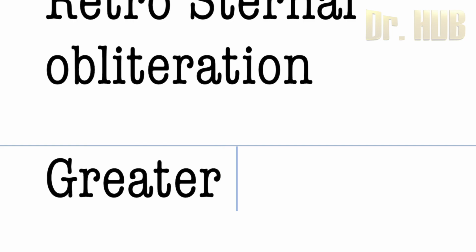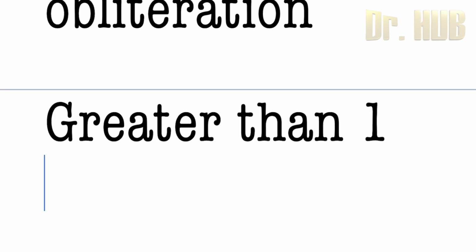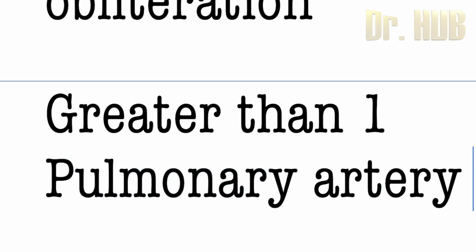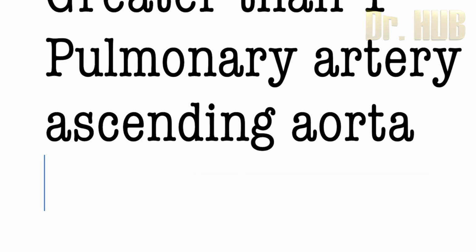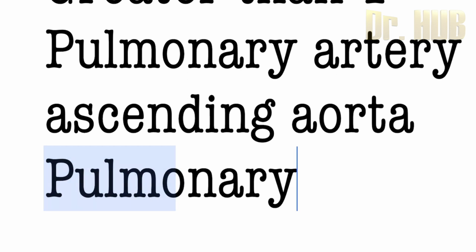So it is greater than 1. This is the pulmonary artery as well as the ascending aorta. So this will signify the presence of pulmonary HTN, that is, hypertension.